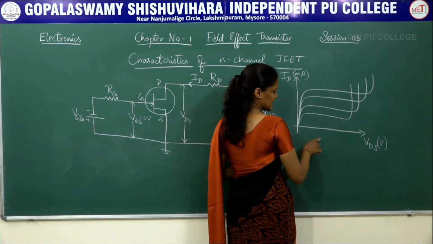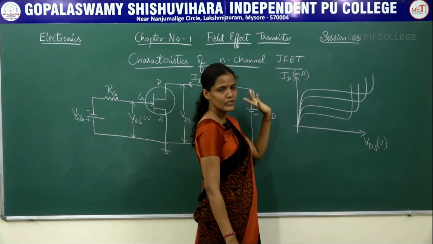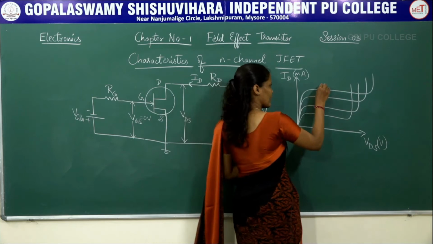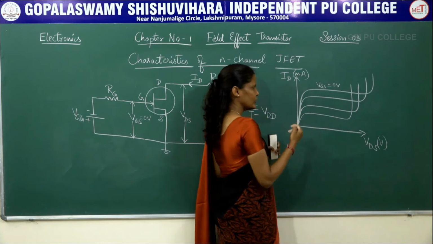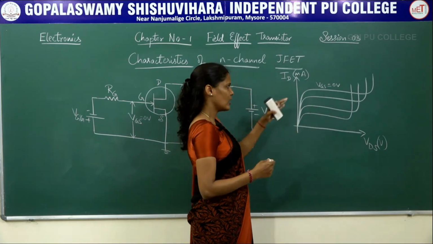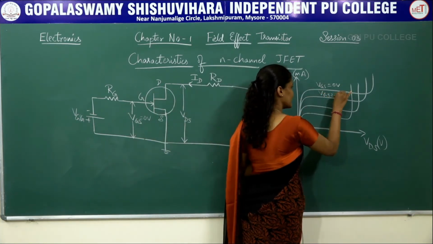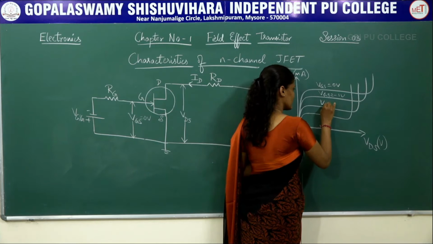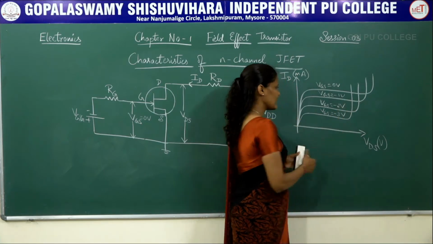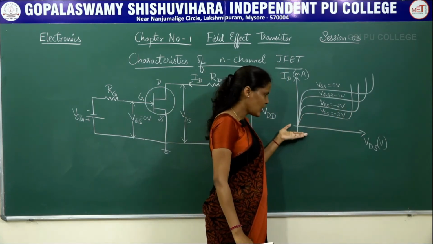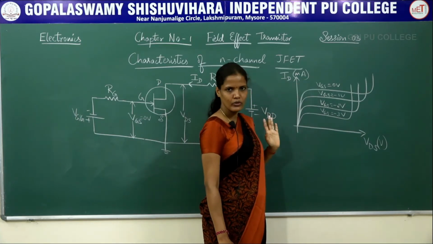So this is the drain to source voltage which is measured in volts, and this is the drain current which is measured in milliamps. Very first point, this is VGS set to 0 volts. Then we are going to vary this VGG and set VGS to minus 1 volts, minus 2 volts, minus 3 volts. For these different VGS values, we keep on varying VDS and note down the values of ID, and then we are going to draw a graph.